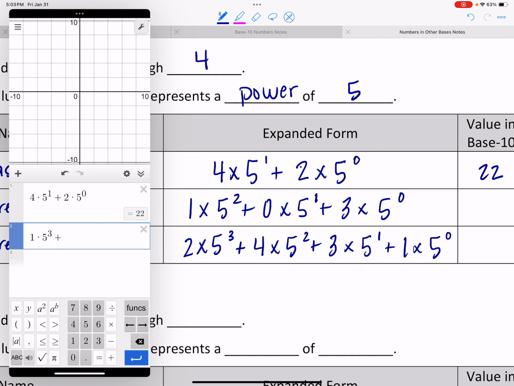And then we're going to add, oh no, I'm reading two problems at once. Let me do the second one. 1 times 5 squared, I was correct. Plus, technically, I wouldn't type this in because it's 0, but just so you can see it all, we're going to add 3 times 5 to the power of 0. So when we evaluate that expanded form, we end up with 28. 28 is the base 10 value of that number.